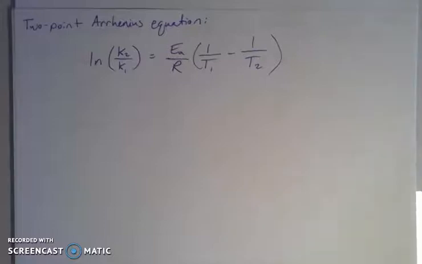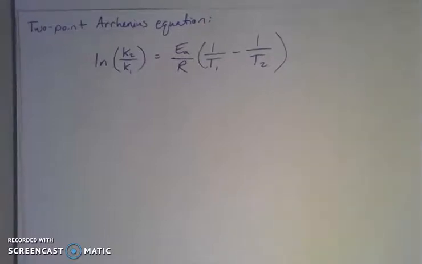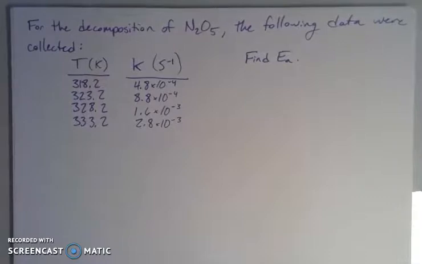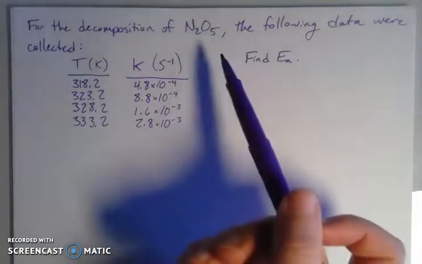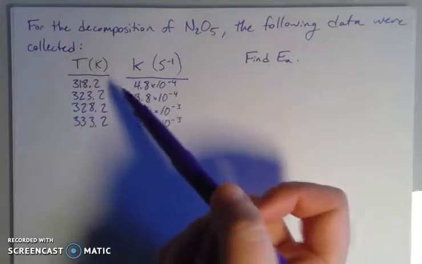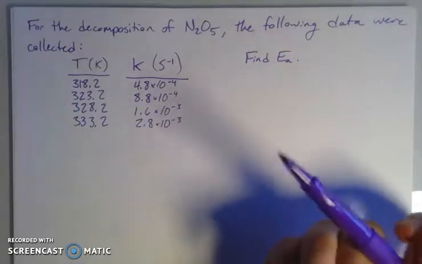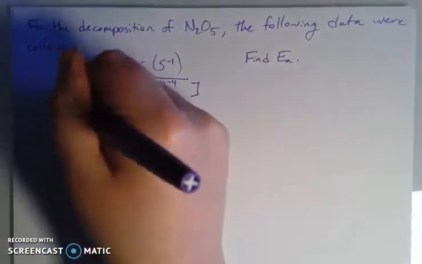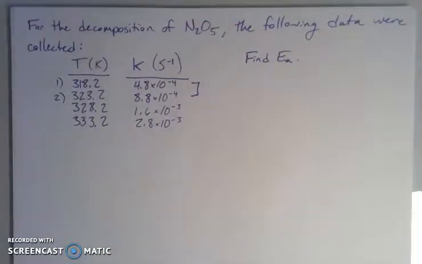So let's think about these in the context of some actual data. Let me give you a data set here for the decomposition of dinitrogen pentoxide. We use a lot of nitrogen and oxygen containing compounds for kinetics, which is handy because they are often gases, and a lot of them are pretty simple in terms of their reaction mechanisms. So we can think about this decomposition reaction of dinitrogen pentoxide, and we collected some data. Using my two-point Arrhenius equation, let's use these 2 points, 1 and 2 here. Then we can find the activation energy.